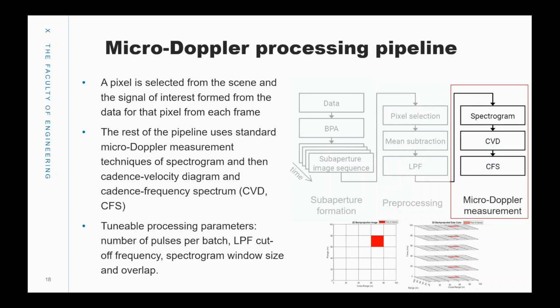Then we move on to our microdoppler measurement section, where we use standard time frequency analysis methods of the spectrogram and cadence velocity diagram, the cadence frequency spectrum, to essentially extract the vibrations of interest. The tunable processing parameters are the number of pulses per batch, the low-pass filter cutoff frequency, and the spectrogram window size and overlap.